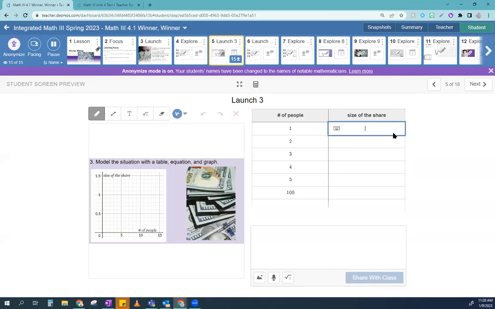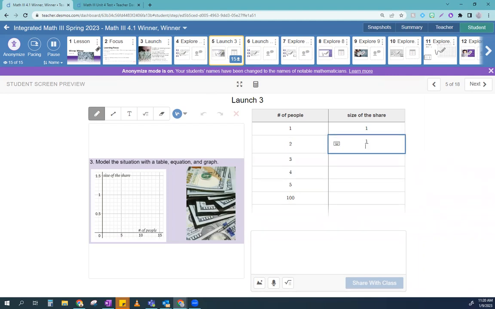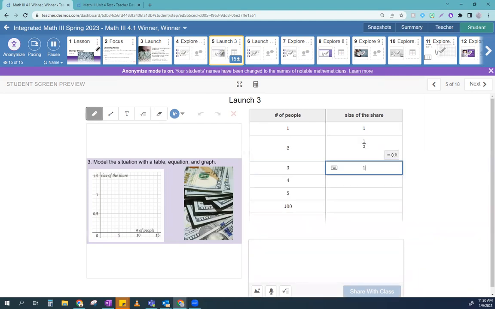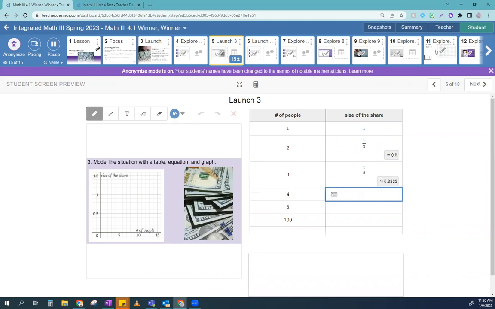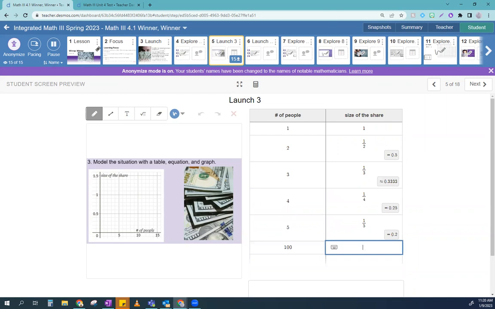All right. So you guys already told me this. This was 1, if it's just me, myself, and I getting the whole thing. If it's 2, then it's 1/2. If it's 3, then it's 1/3. If it's 4, then it's 1/4. Do you guys all see how this is working?